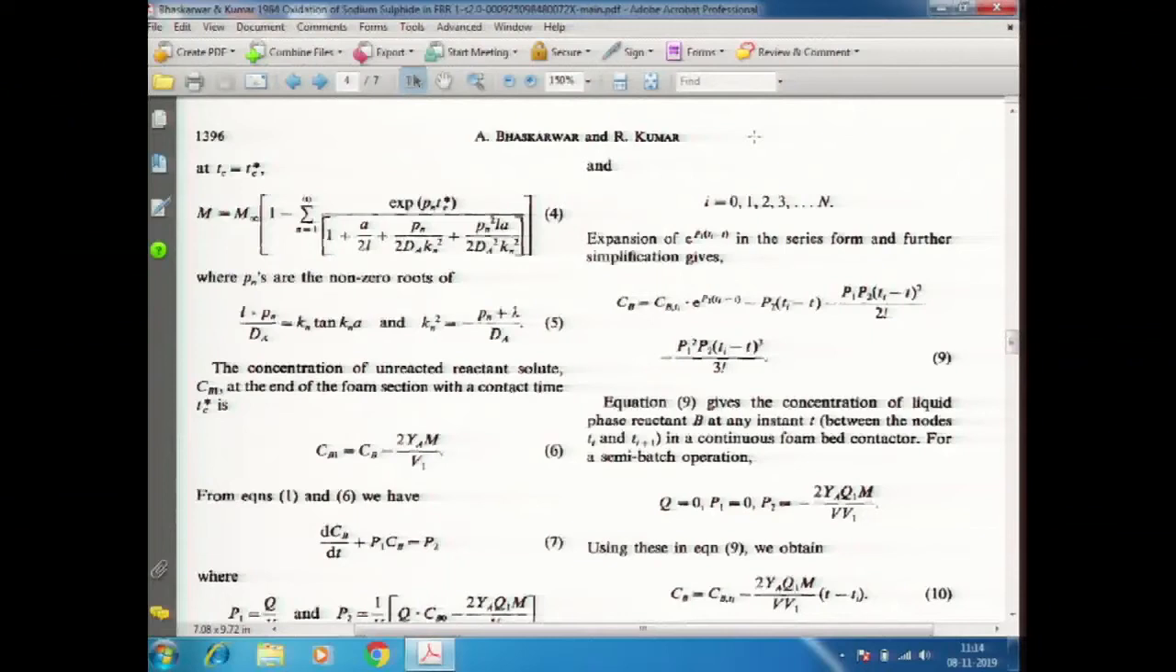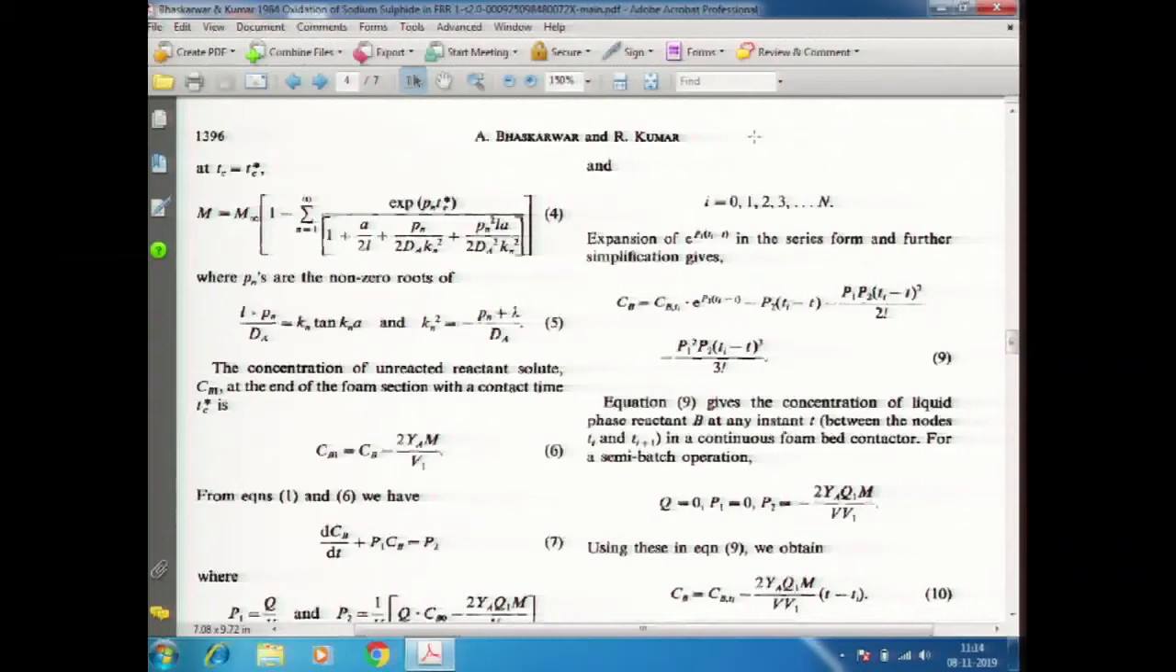It was a fair enough assumption that if pseudo first order condition is met, then lambda could be taken as a constant equal to K2 Cb, Cb not changing much. But on the reactor time scale of several days, or maybe several months or years in a continuous pollution control equipment, it could be that lambda would change. The pseudo first order condition may still be met, but variation in lambda may no longer be negligible on the time scale of the reactor performance.